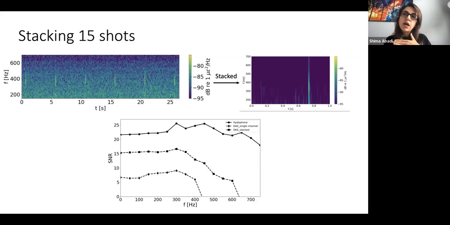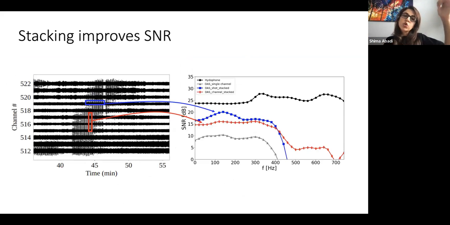This is stacking in time, basically, in shot number. We can also stack in channel numbers. We have multiple channels. So again, this gray line is single channel DAS signal to noise ratio. The black line is hydrophone signal to noise ratio. Blue is stacking in shot, or stacking in time, technically. And red is stacking in space. What this shows is that stacking in space, or stacking in channel, improves pretty much all the frequencies here. Even at higher frequencies, we're getting more energy, a better quality signal.